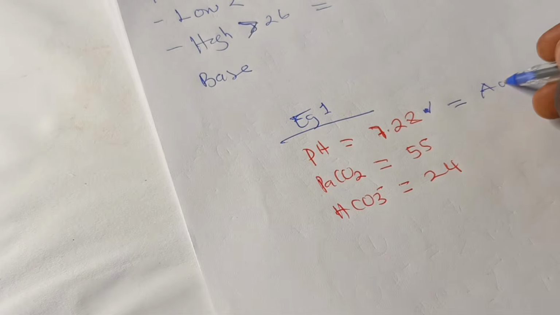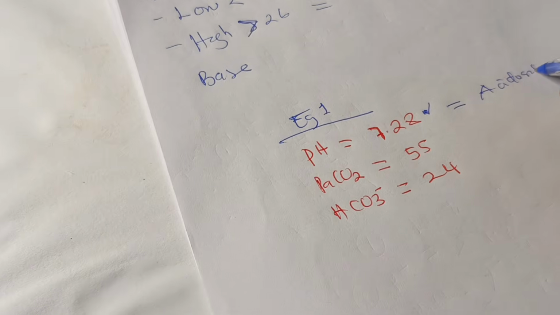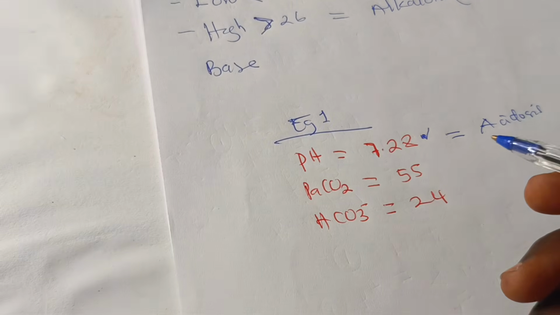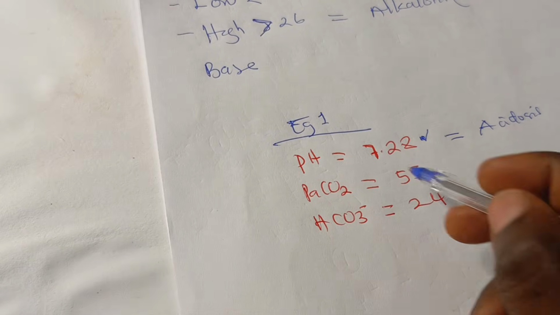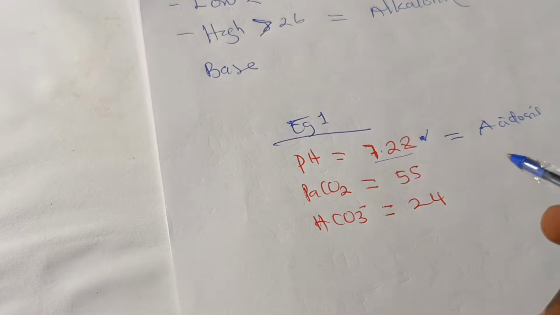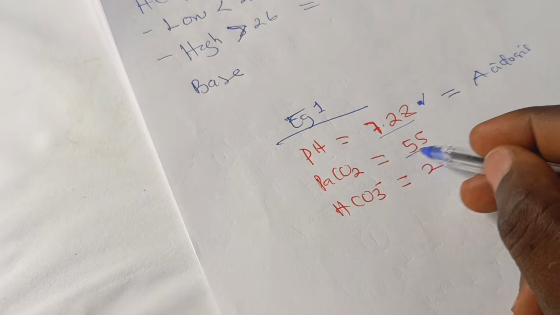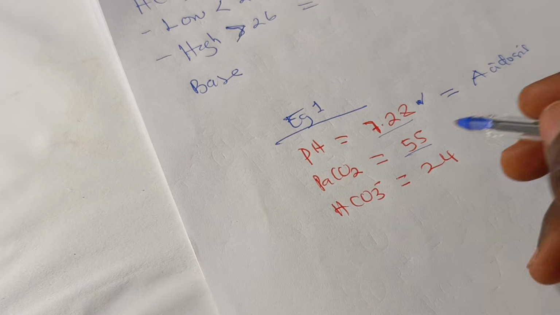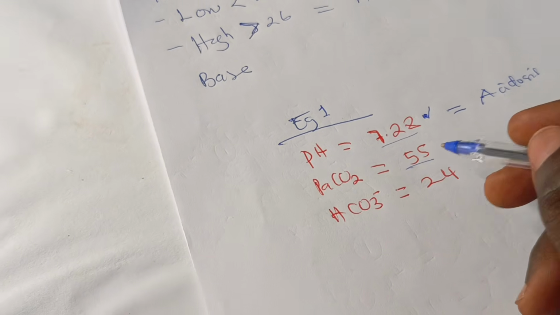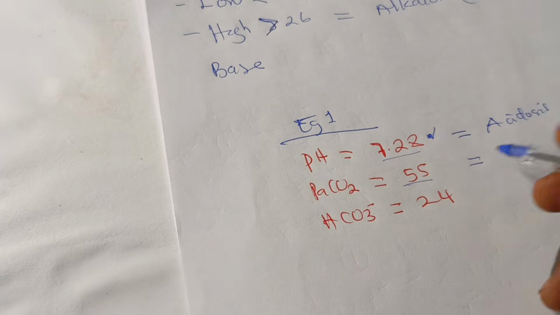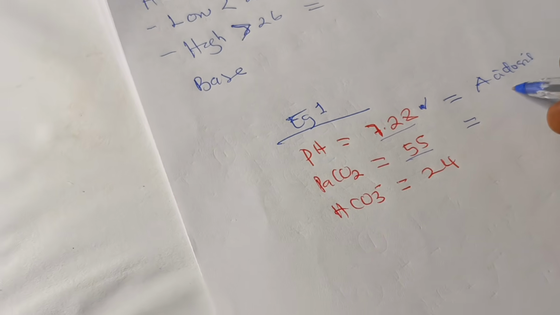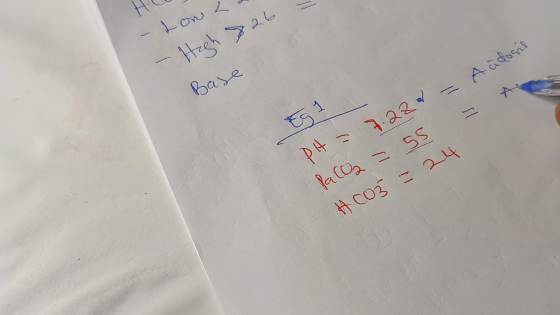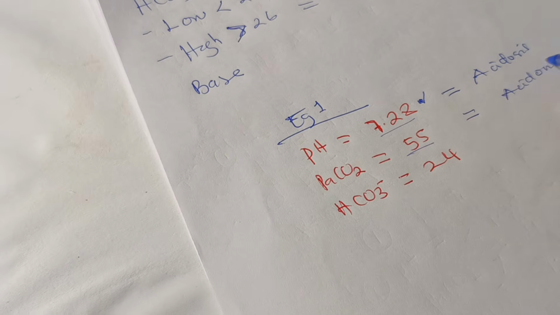Yes, you are right. Acidosis. Carbon dioxide is 55. Is it normal? So this is not normal. It's higher. This one, is it normal? You remember the normal value? So this is not normal. Is it high or low? It's high. And when carbon dioxide is high, it's also acidosis, right? So we will interpret this as acidosis.